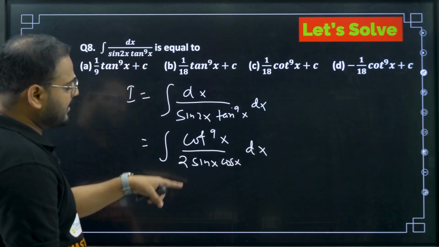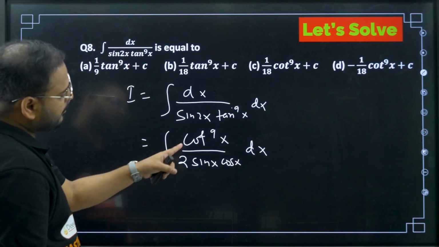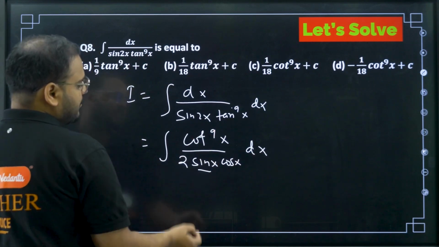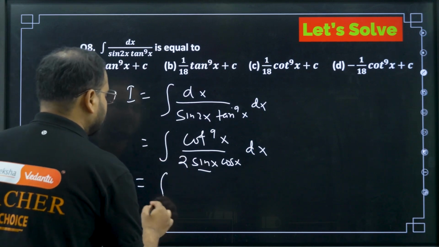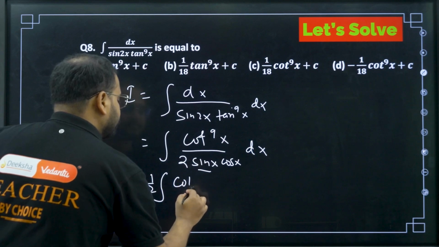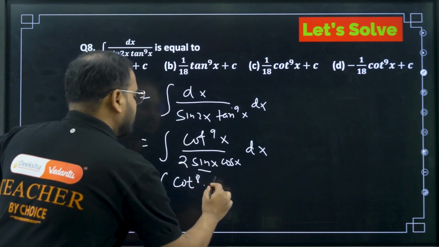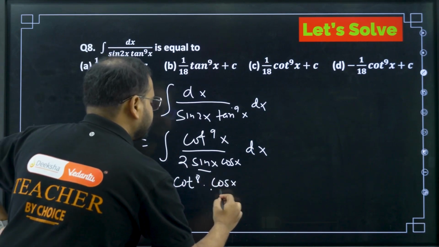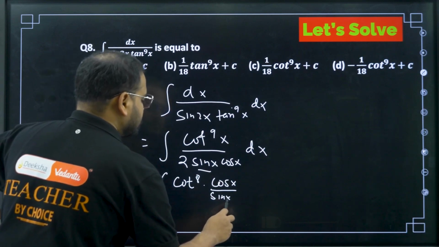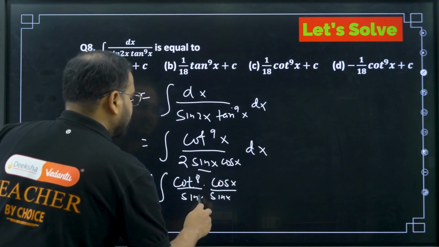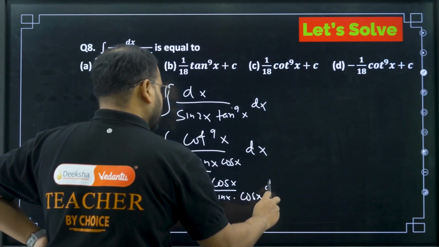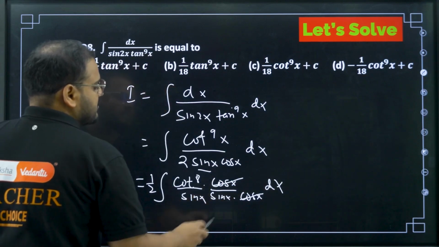Am I right? Now one thing you can do: bring one of the cos over here and write this as cos by sine. 1 by 2 is a constant outside, so write this as cot power 8 and write the other as cos x by sine x. Multiply with the sine x that we have, and write over it cos x. Cancel cos and cos.